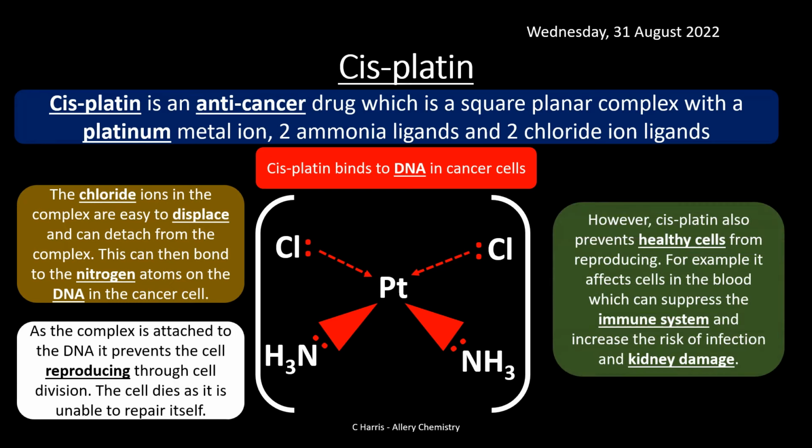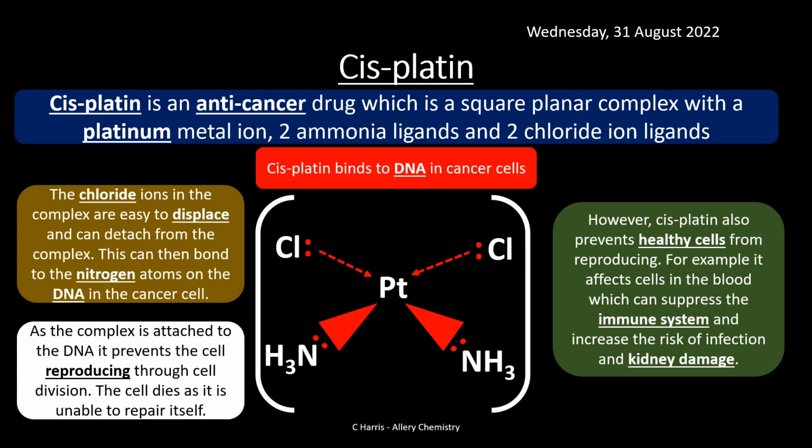The issue, though, and if you know anybody, or you yourself are in the unfortunate position to suffer cancer, what we do know is that, especially with chemotherapy, it can destroy healthy cells at the same time. For example, it affects cells in the blood, which can suppress the immune system for somebody going through chemotherapy, and it can risk infection and potentially kidney damage. Some people may also have a side effect where they lose their hair, because it destroys some of the hair cells.